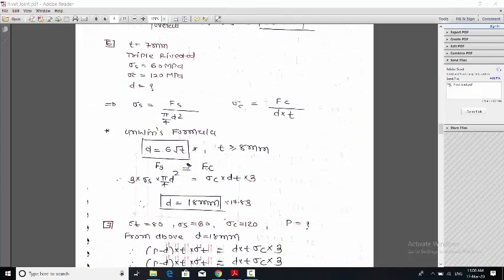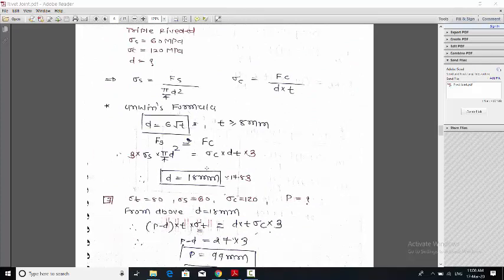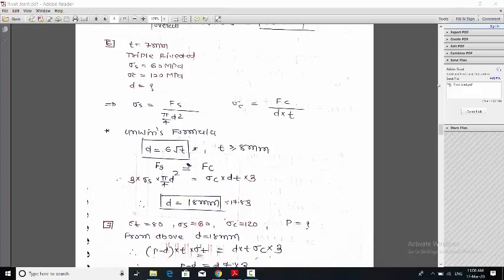Okay, now there is a particularly important note on the Unwin formula. Whenever they don't give the diameter of the rivet and they give the thickness, whenever the thickness of the plate is greater than or equal to 8 mm, you have to take a standard diameter of rivet, that is 6 root T. Okay. So what is question number 6?